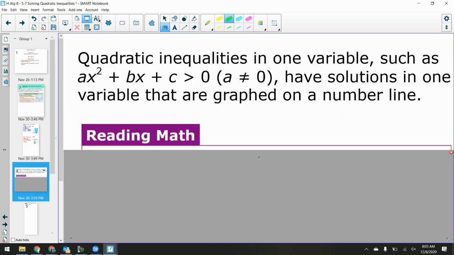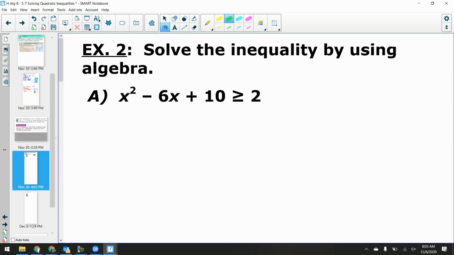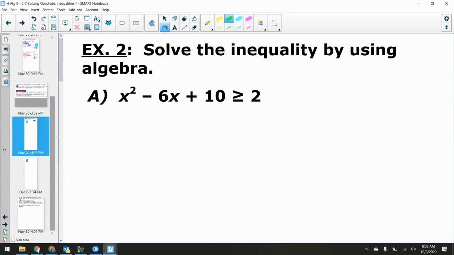Take a look here. Quadratic inequalities in one variable have solutions in one variable that are graphed on a number line. So we're just going to go straight to algebra. We're not even going to talk about the graphing. We could do it by graphing. I could show you where it would be on graphing, but you don't want to do that because it's inaccurate. It's like solving a system by graphing. Does it always work? No, but does it work a lot of times? Sure, but that's only when it crosses at a nice point, right? So there's got to be some more algebraic way to do it.